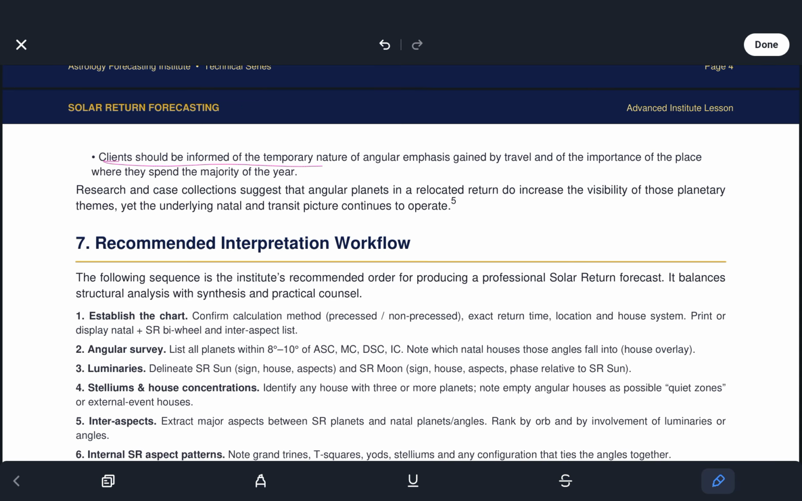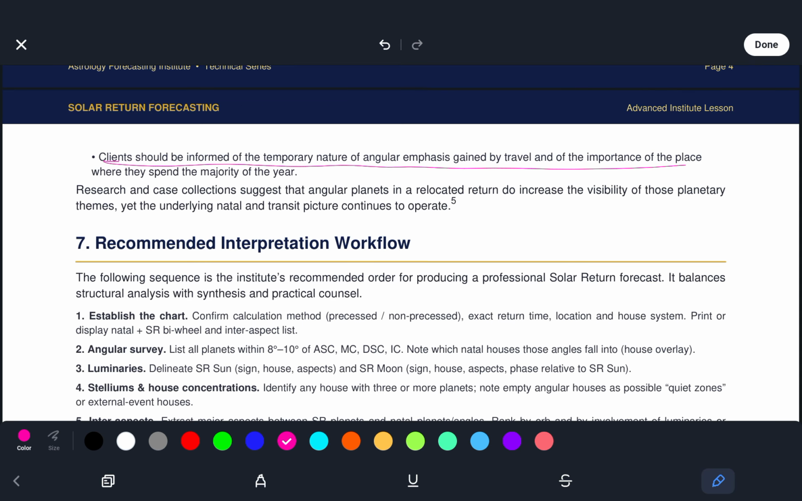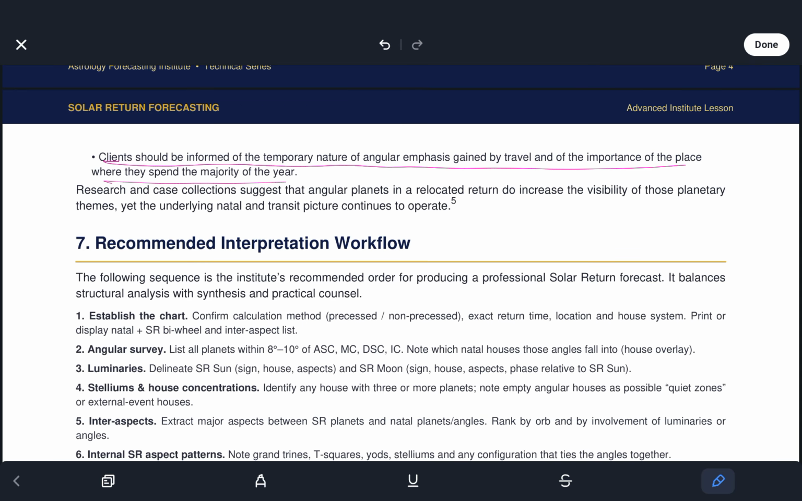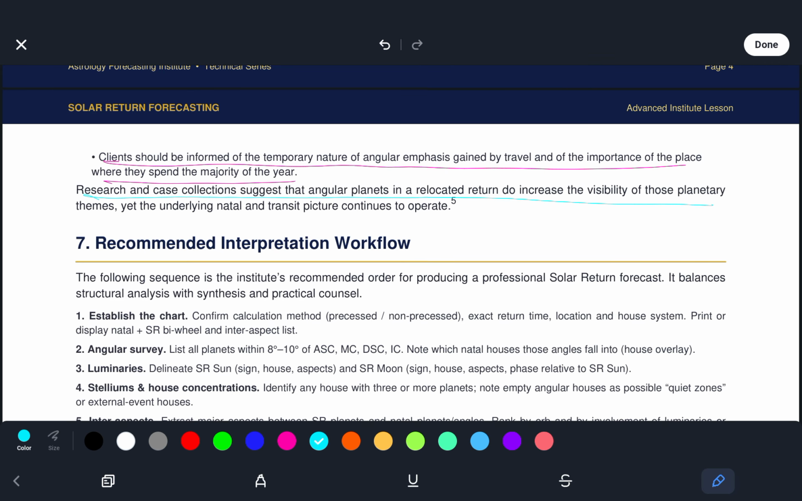Clients should be informed of the temporary nature of angular emphasis gained by travel and of the importance of the place where they spend the majority of the year. Research and case collection suggest that angular planets and a relocated return do increase the visibility of those planetary themes, yet the underlying natal and transit picture continues to operate.